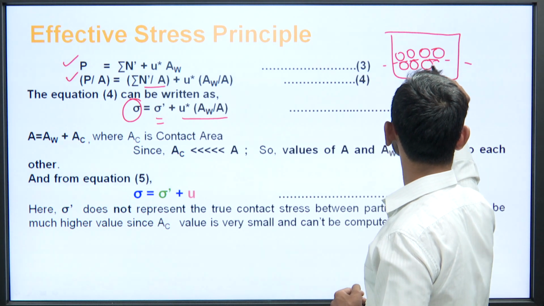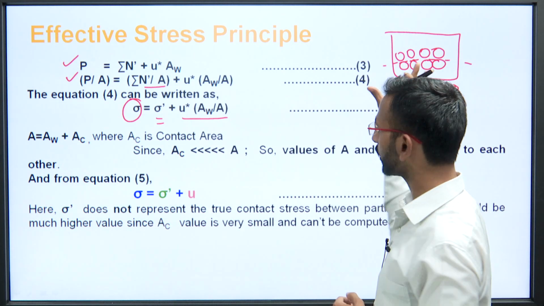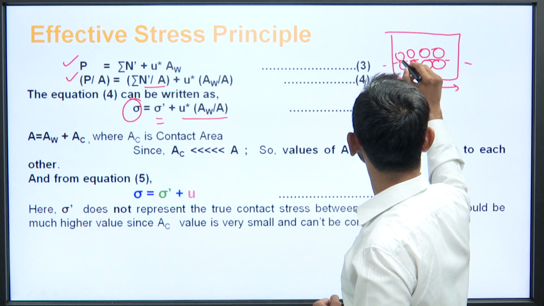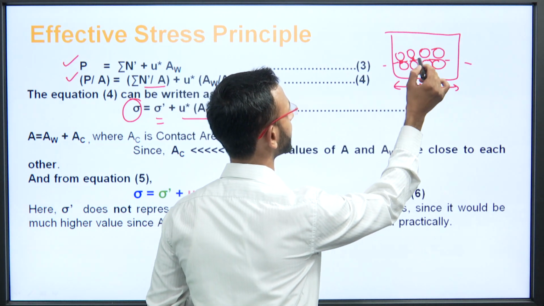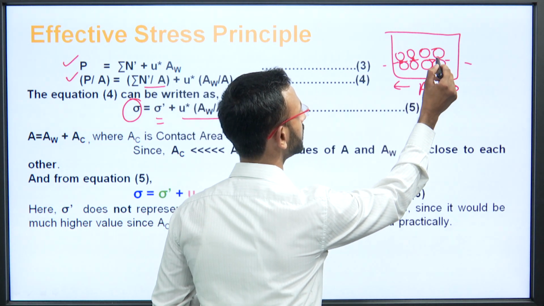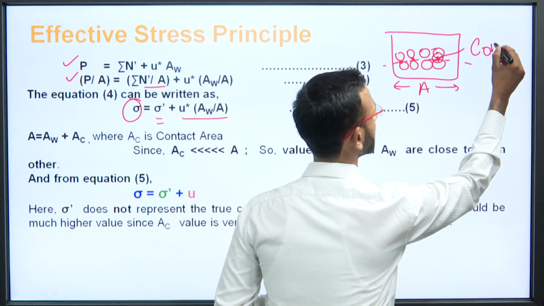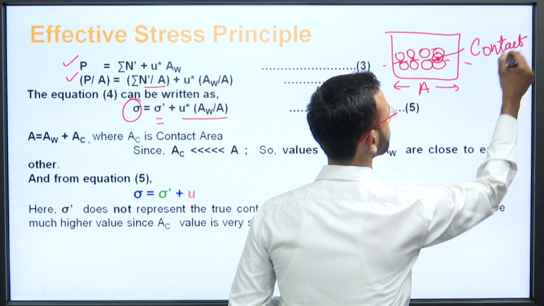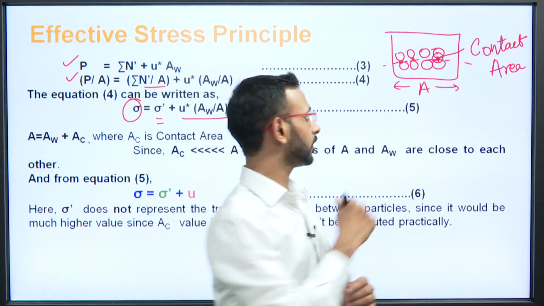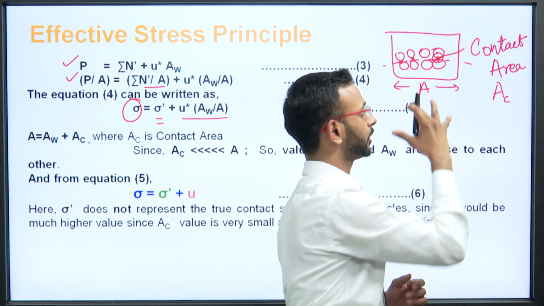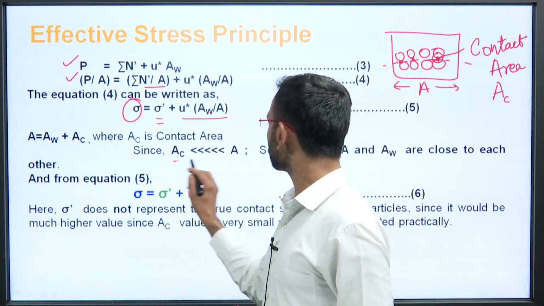So, when we are considering the entire area, it is this very large area. But if we see the contact area, these are very, very small values. See, this is just a point here, and this is also just a point here. So, these are contact areas and they are very small as compared to this A. So, AC is very much smaller than A, you already understood this, because the contact area is very small. So, AC is very much less than A.